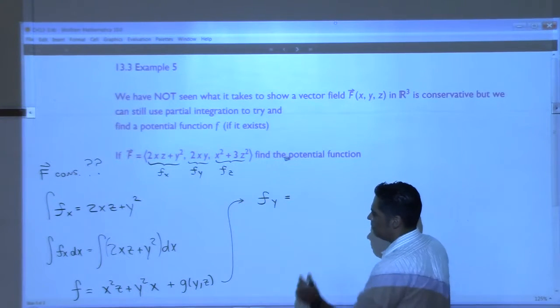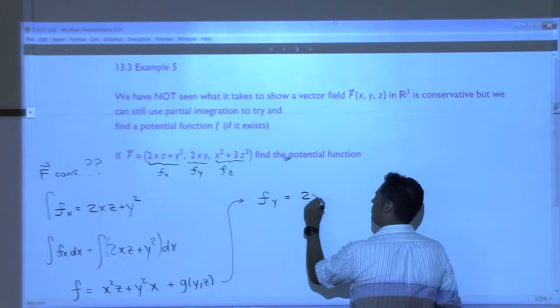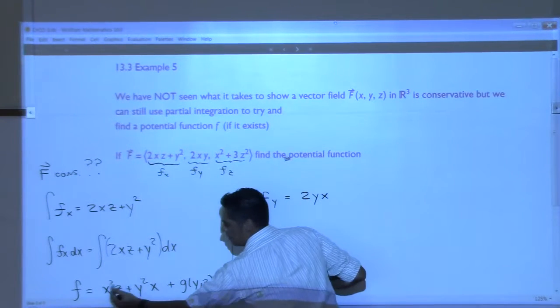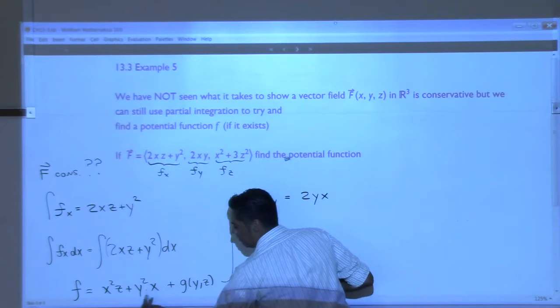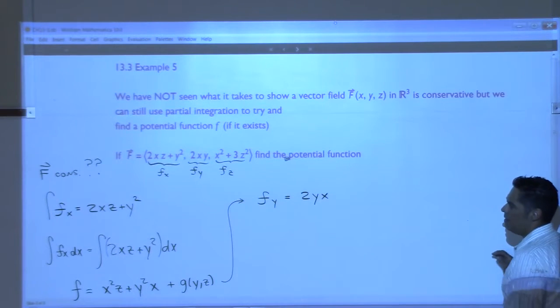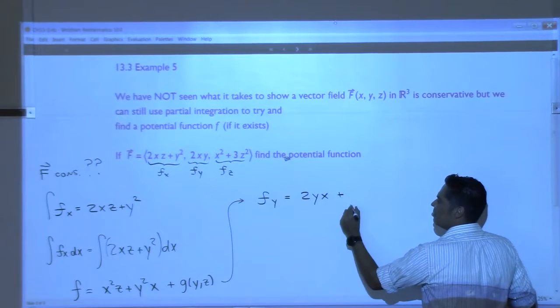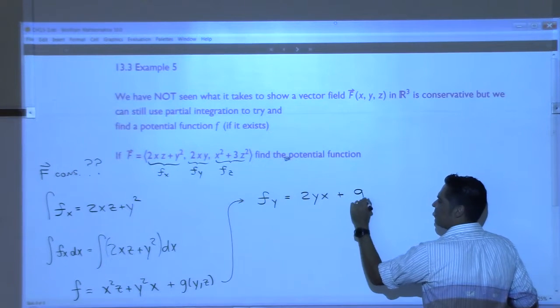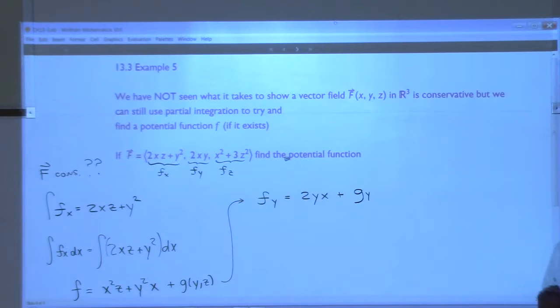2y, 2yx. So the derivative of this with respect to y is 0. The derivative of that with respect to y is 2yx, and then plus the partial of g with respect to y, right? Okay, that's where we are.